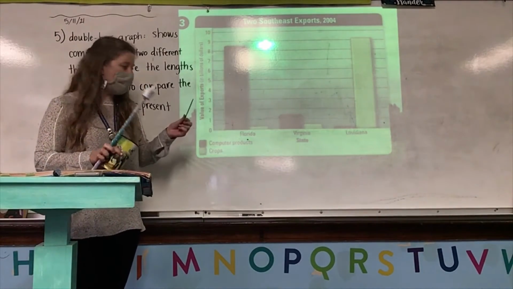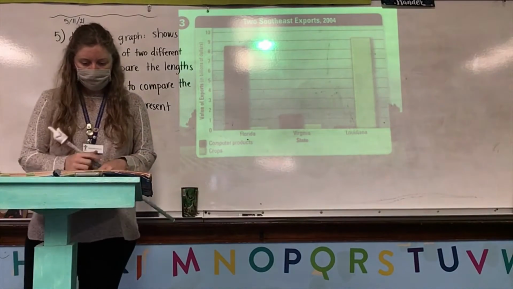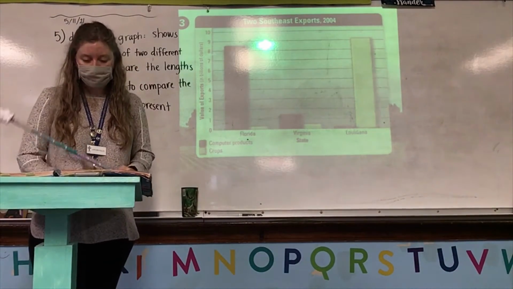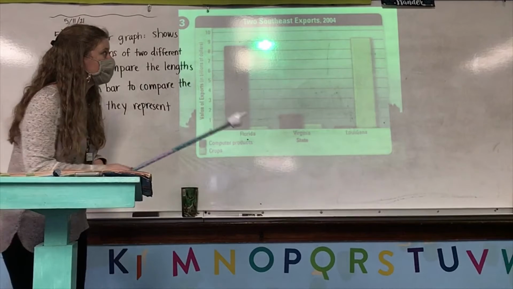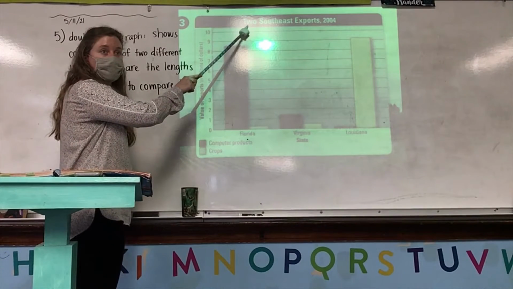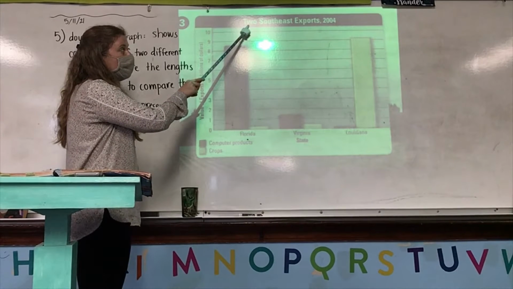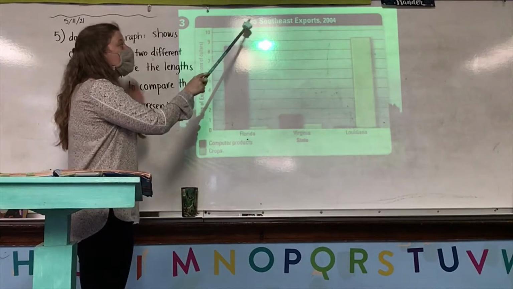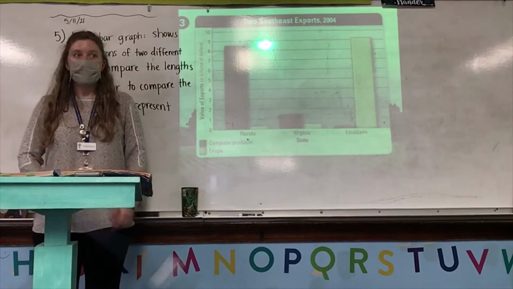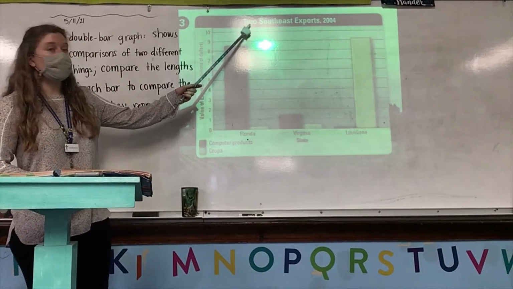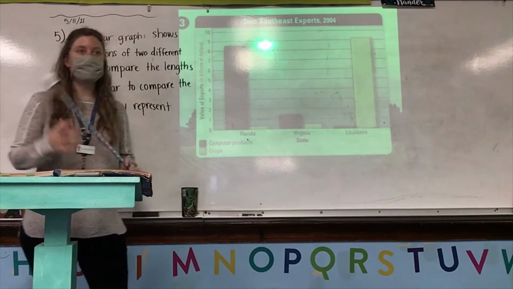Okay, step 1 is what, Aaron? Read the title of the graph on page 201. So, let's read the title. Aaron, what is the title? 2004. So we are looking at a comparison of two exports from the Southeast in the year 2004.